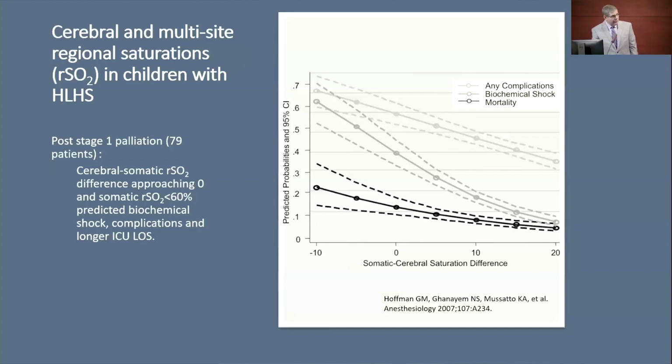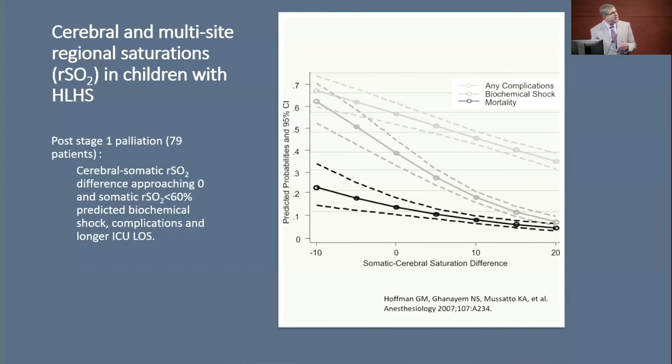It's important to remember that we use multi-site NIRS, so we use NIRS on the head and NIRS on the body, and the different regions are regulated differently. The cerebral NIRS or cerebral blood flow is regulated by autoregulation, whereas the somatic NIRS is regulated by sympathetic tone. And remember also that the cerebral oxygen extraction is higher than the body at baseline, so you'd expect the cerebral NIRS to be lower than the somatic NIRS.